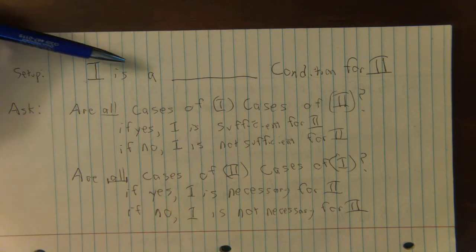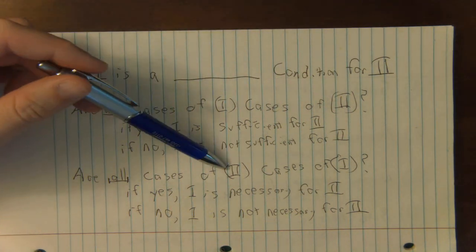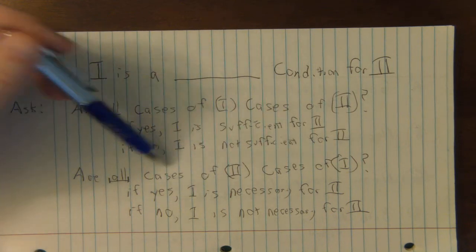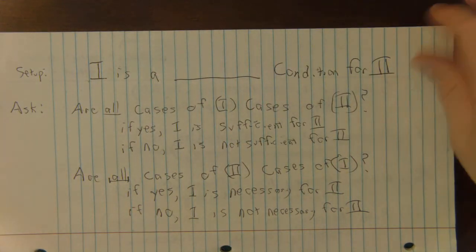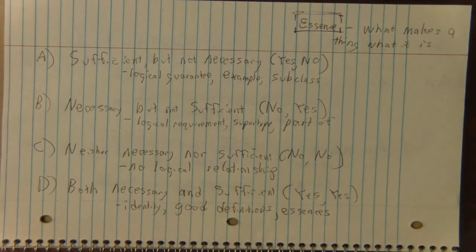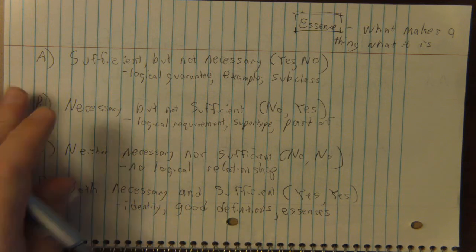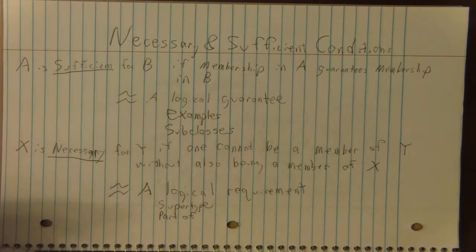So are all cases of humans cases of rational bipeds by nature? Seems to be. Are all cases of rational bipeds by nature cases of humans? Seems to be if you define rationality in the Aristotelian sense. So this is not window dressing. Necessary and sufficient conditions should help us analyze concepts a lot better. For instance, let me just give one more example and then we'll go back to the easier examples.